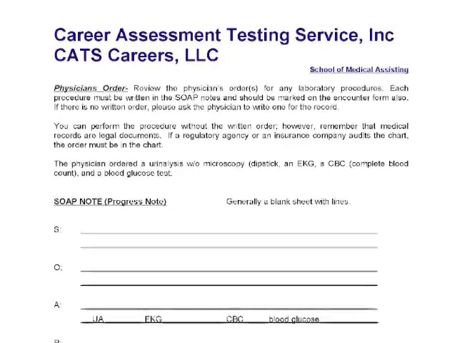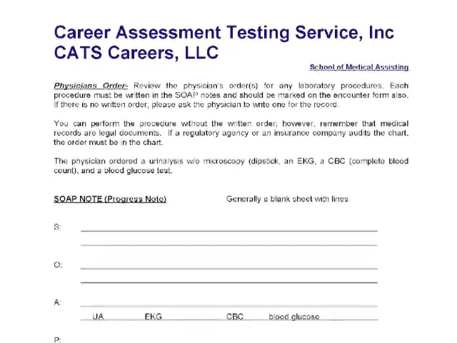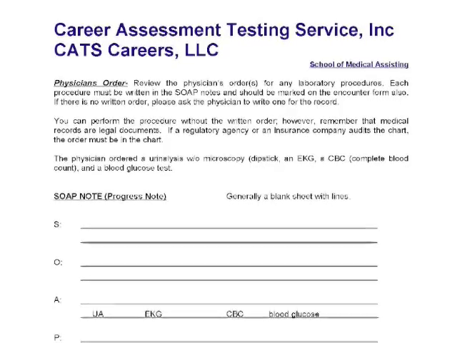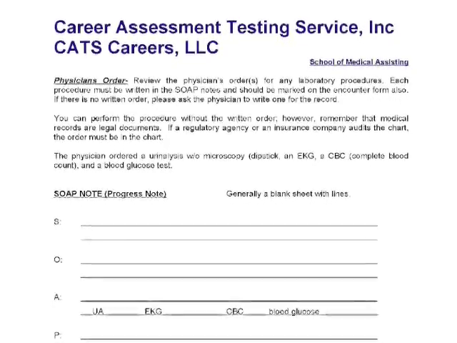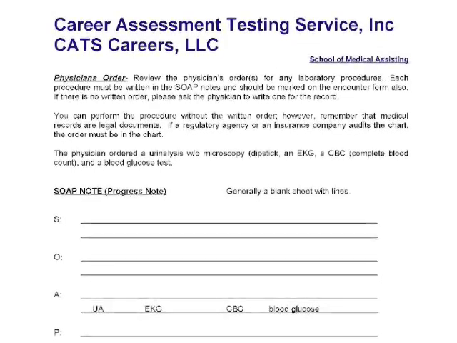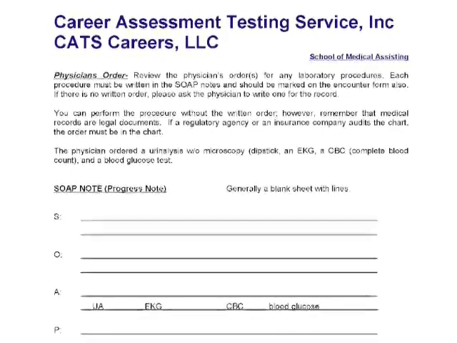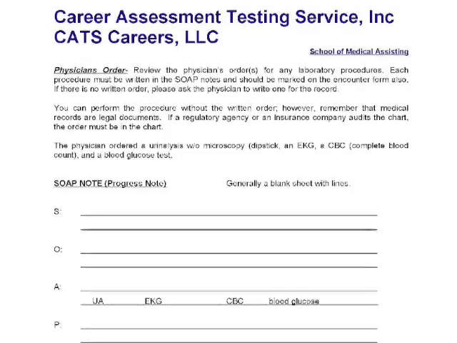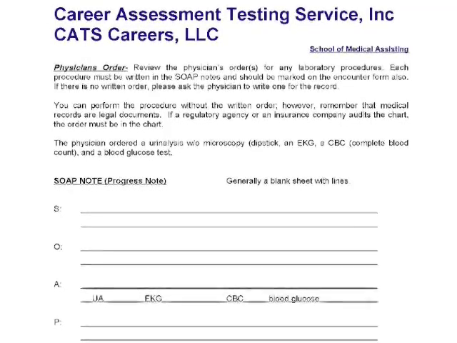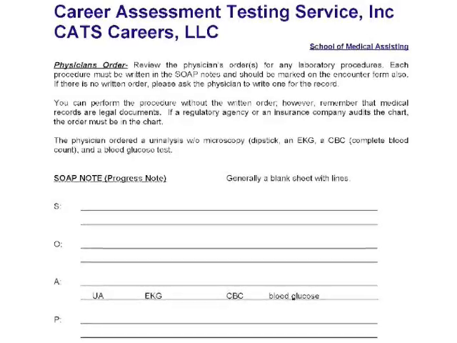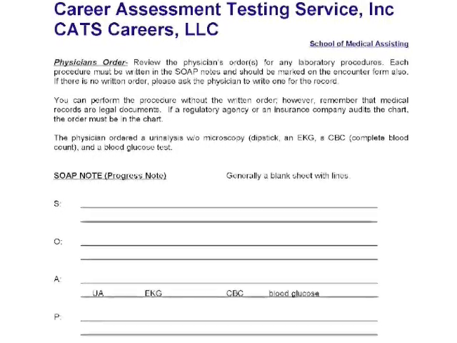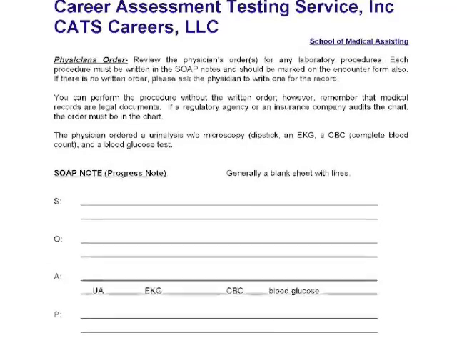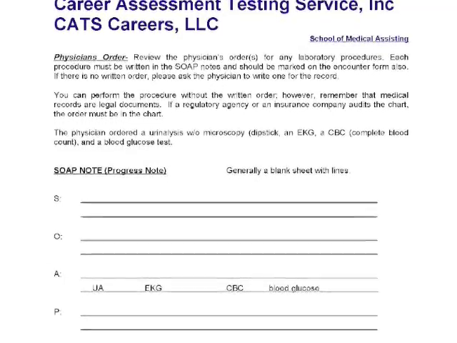Review the physician's order. The physician is supposed to indicate all laboratory procedures that they would like to perform. Each procedure must be written on the SOAP note, as you can see below under the A section. You can perform the procedure without the written order. However, remember that medical records are legal documents. If a regulatory agency or an insurance company audits the chart, the order must be in the chart.